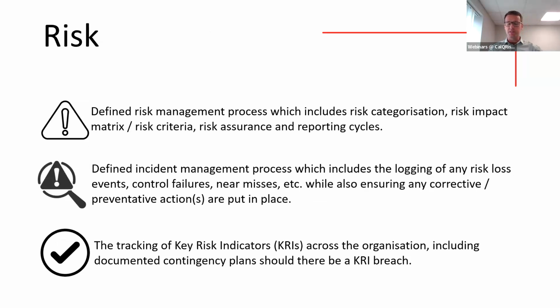On the risk side of things, really you're looking for that defined risk management process. And that stems from everything from our risk assessment process, risk categorization, our impact matrix, our criteria, how we do risk assurance, do we do independent risk assurance reviews, and our reporting cycles. So linking back to that governance structure, do we send all our risk information to the board? Do we go through an audit and risk committee first, where they may get more detailed information and maybe the board might get a summary or a synopsis?